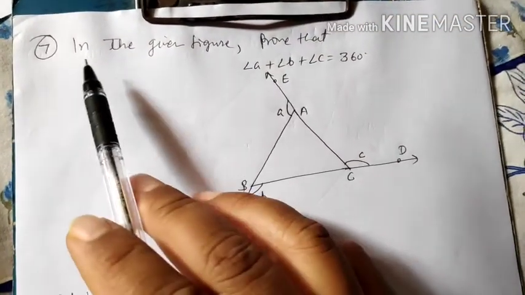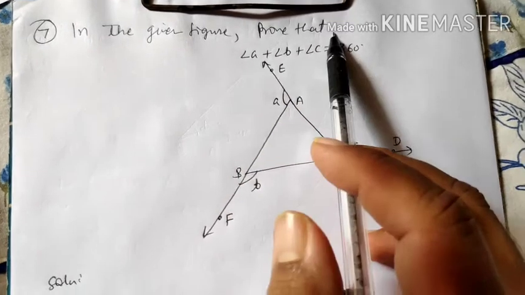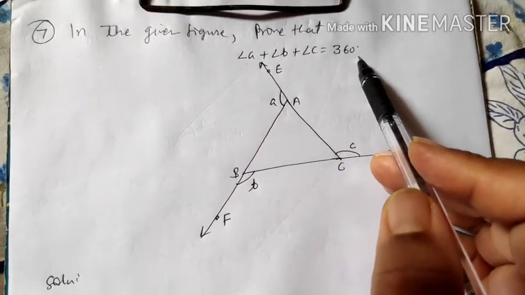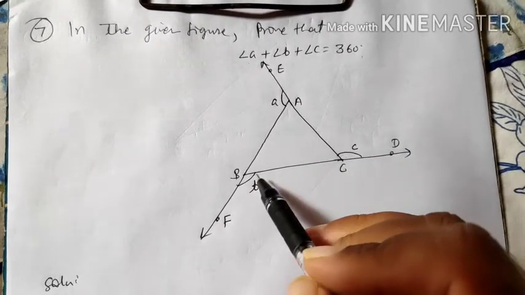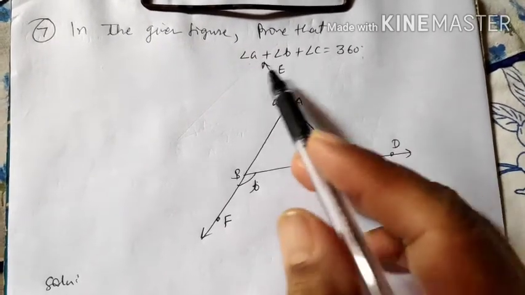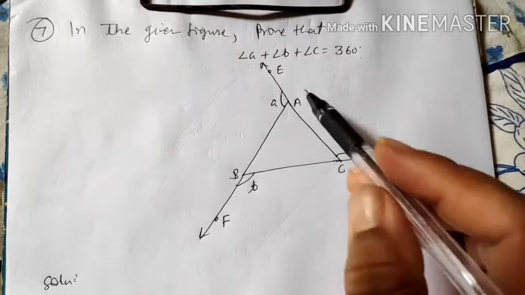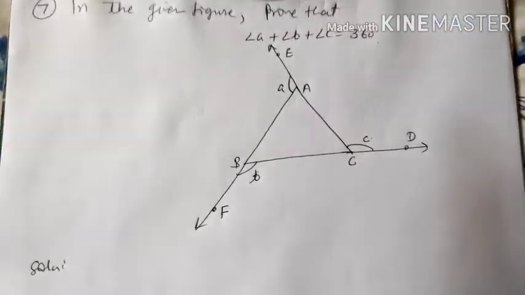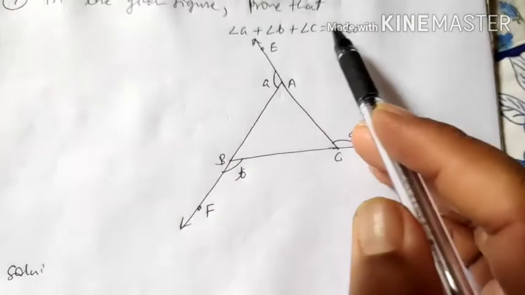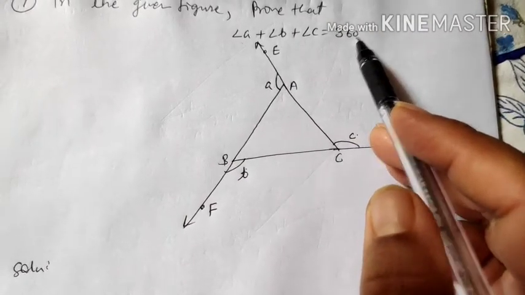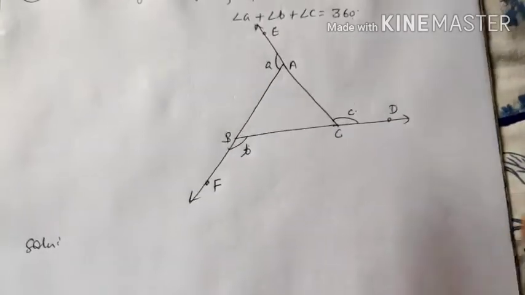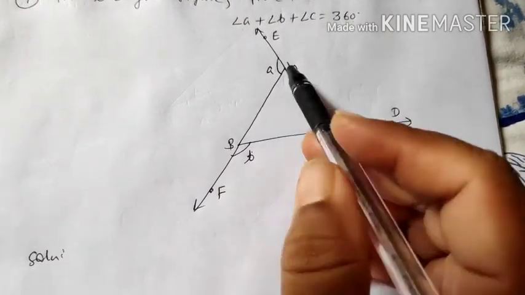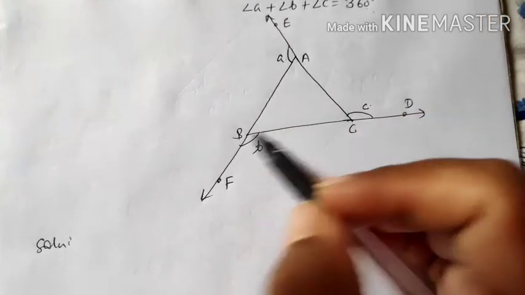Now our next question is, in the given figure, prove that angle A plus angle B plus angle C is 360 degrees. Here angle A, angle B and angle C are the three exterior angles of the triangle ABC. And we have to prove here that angle A plus angle B plus angle C equals 360 degrees. So first we start from here. Here angle BAE is the exterior angle of the triangle ABC.